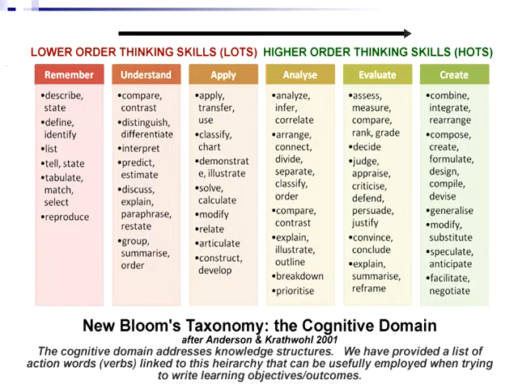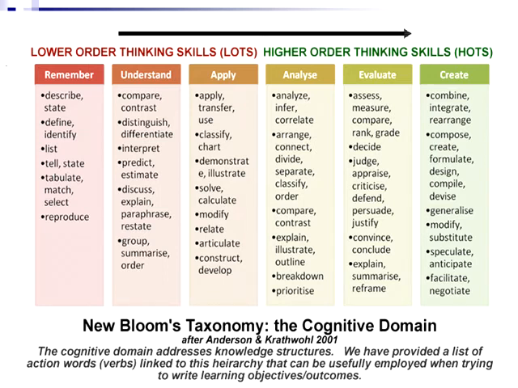We then come on to the three higher order thinking skills, which are analyze, evaluate and create. And for analyze, we're talking about things like analyze, infer, correlate, arrange, connect, divide, separate, classify, order, compare, contrast, explain, illustrate, outline, break down, prioritize. So that was for the group analyze. For the evaluate group, we've got words like assess, measure, compare, rank, grade, decide, judge, appraise, criticize, defend, persuade, justify, convince, conclude, explain, summarize and refrain.